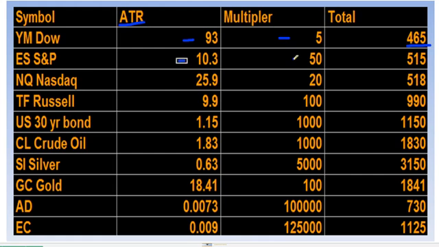Okay. The S&P moves 10 points in a day. It's a $50 multiple. You're going to make or lose $515 a day. The NASDAQ moves 25 points. It's a $20 multiple. You're going to make or lose $518 in a day. Now, this is saying that if you got the entire move.